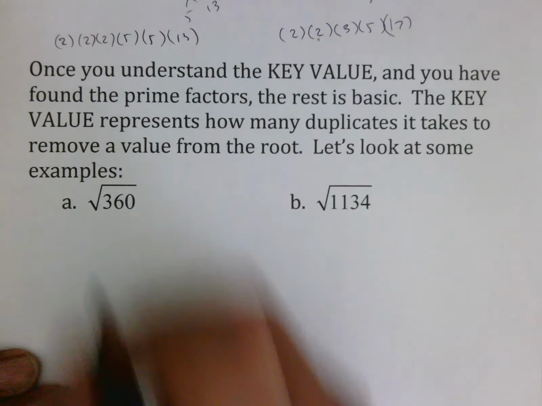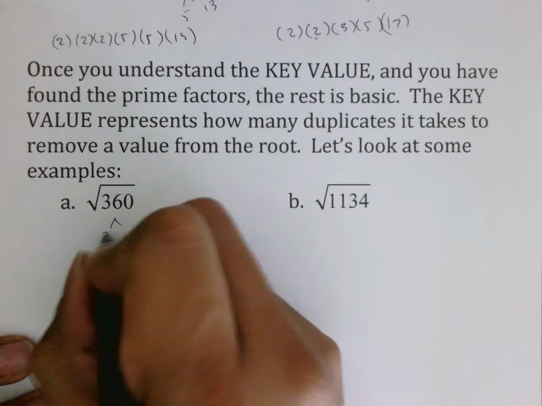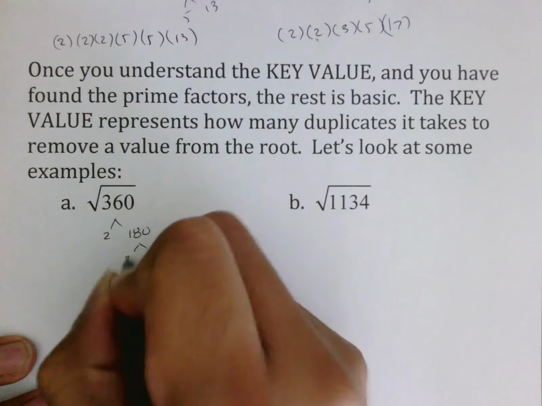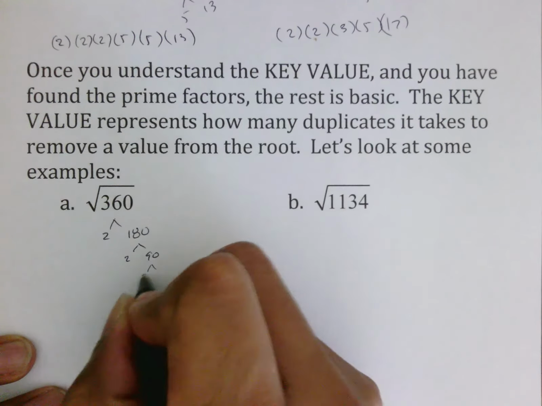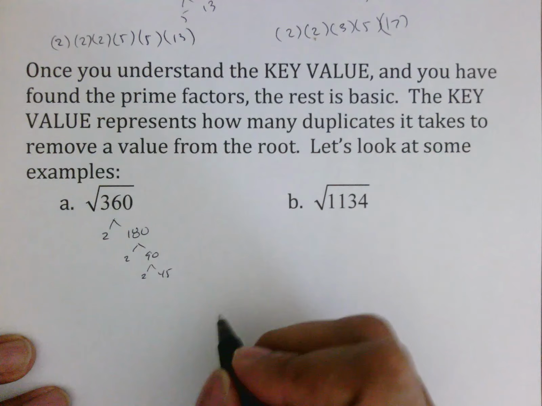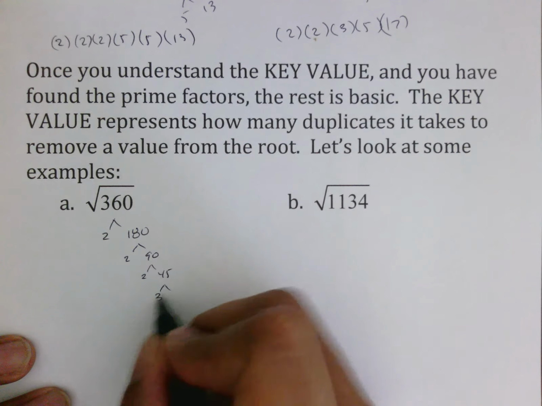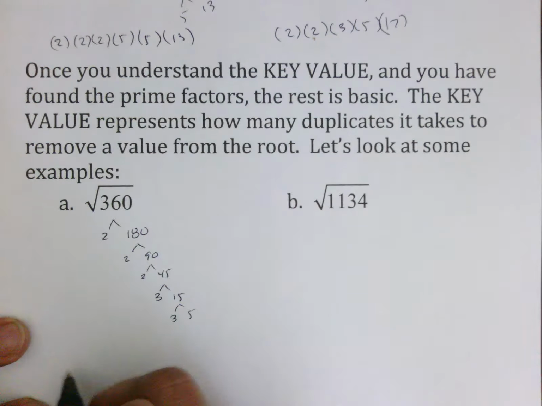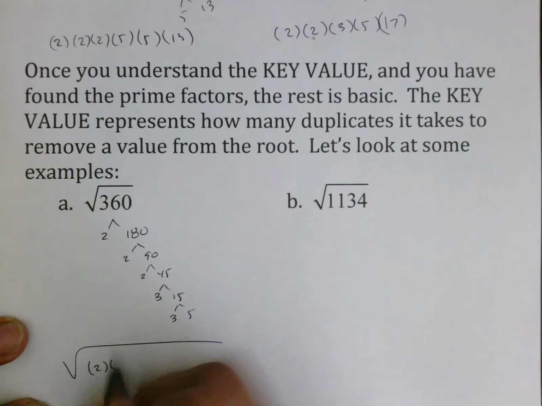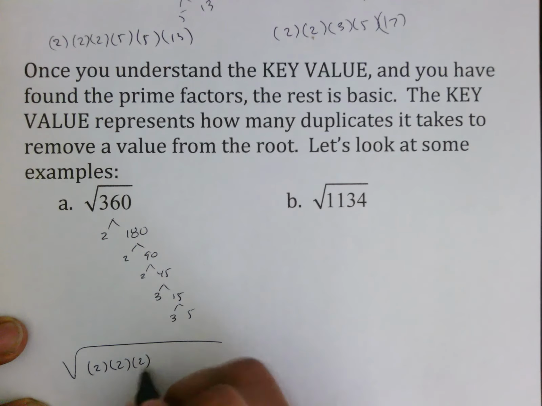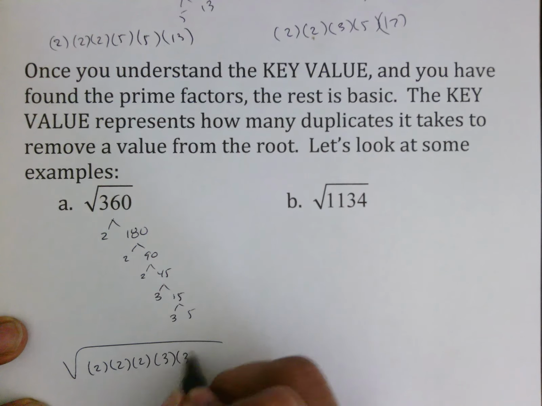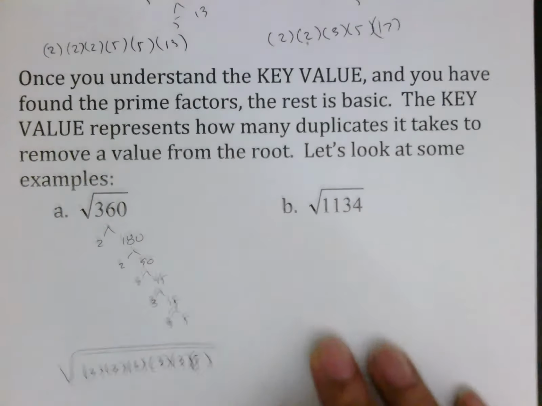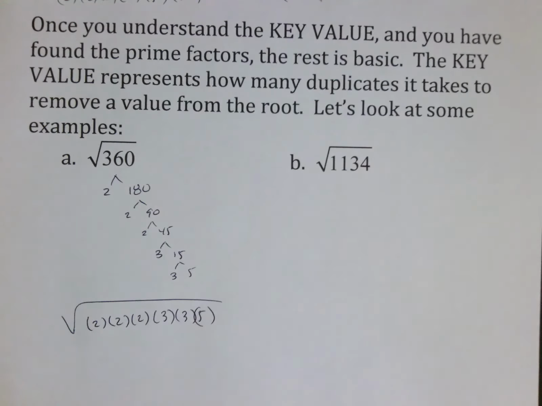And so talking about this, what we're going to do first is break down 360, which is 2 times 180. 2 times 90, I would do as much of this in your head as you could. 2 times 45. 45 is actually 3 times 15. 15 is 3 times 5. And so what you have is the square root of 2, 2, 2, 3, 3, 5. So again, this is what's on the inside.